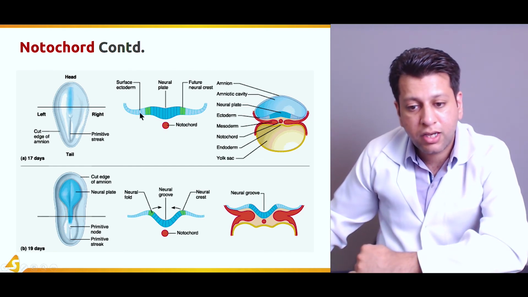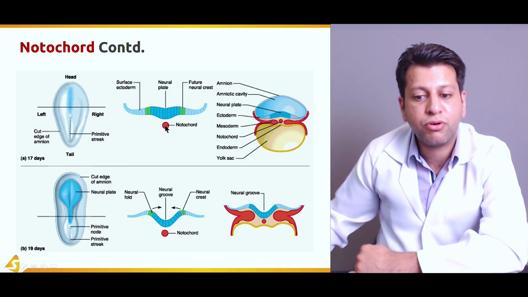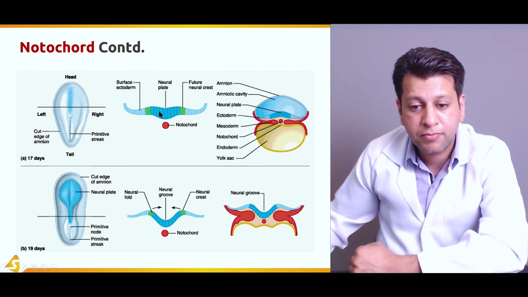If you see this diagram, now this is showing how the neural plate formation is. Eventually these cells are going to first form the notochordal plate, then the notochordal tube, and this notochordal tube will help in formation of the neural groove or neural plate formation, which we'll be discussing in the next lecture.